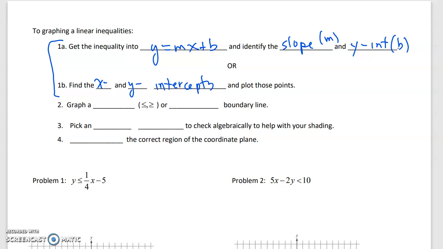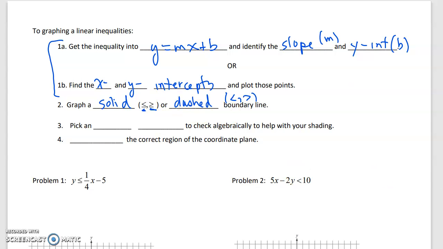Now, if we have a less than or equal to or a greater than or equal to, we will be graphing a solid boundary line. And if it's just a less than or a greater than, it will be a dashed boundary line. So let's see this in action.